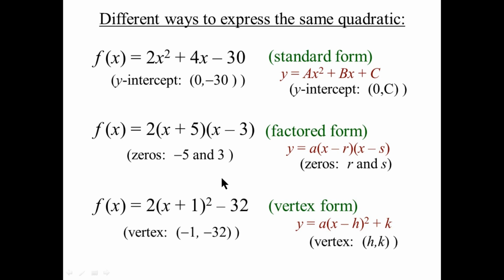Now, moving between the forms is generally pretty easy. To get from standard to factored, you have to factor. To get from factored back to standard, you have to expand and simplify. To get from vertex form to, say, standard form, you have to expand and simplify. The question is, how do you get from standard form to vertex form? That's the topic of today's lesson here in math class.